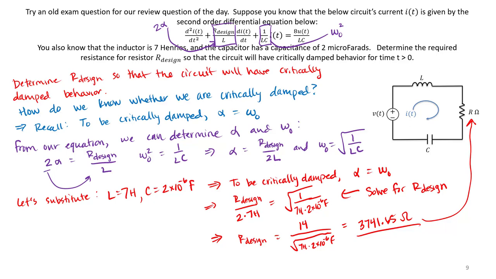So this is a very common situation that comes up in some of our assignments and labs, figuring out what value I need for a component in my circuit so that I get critically damped behavior.